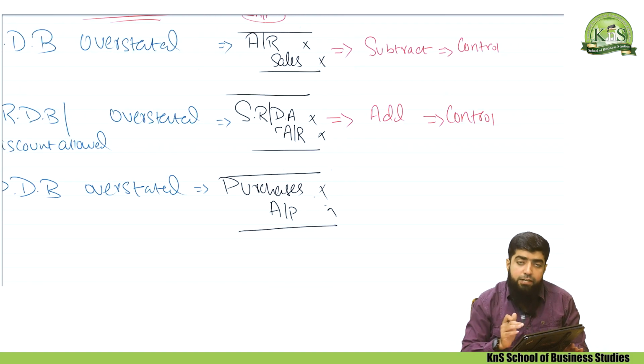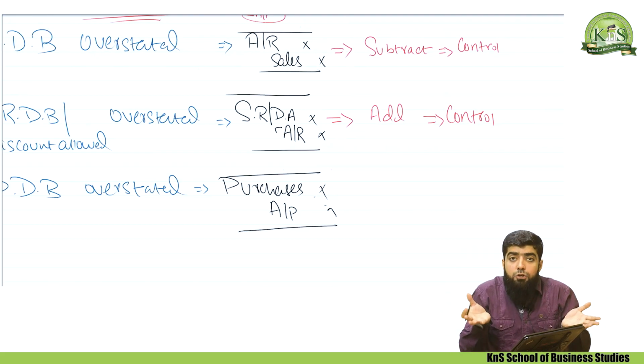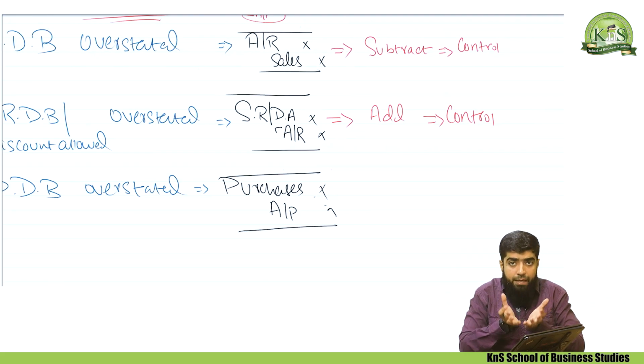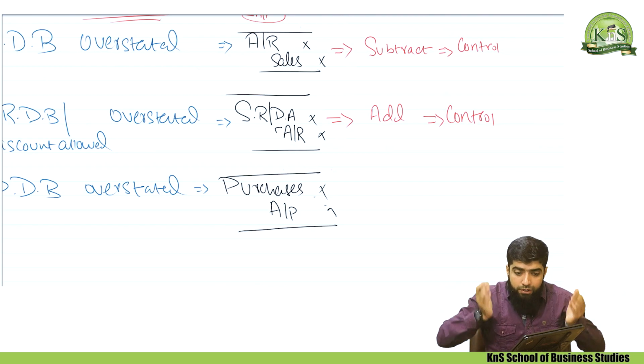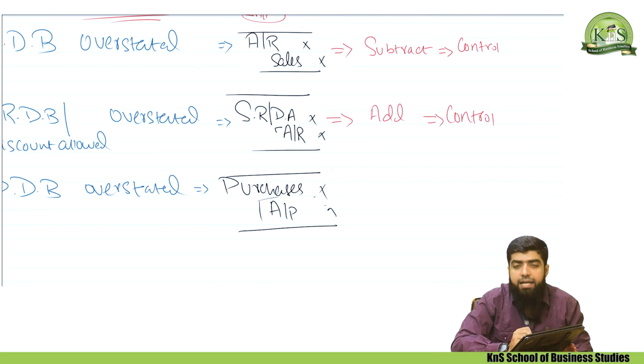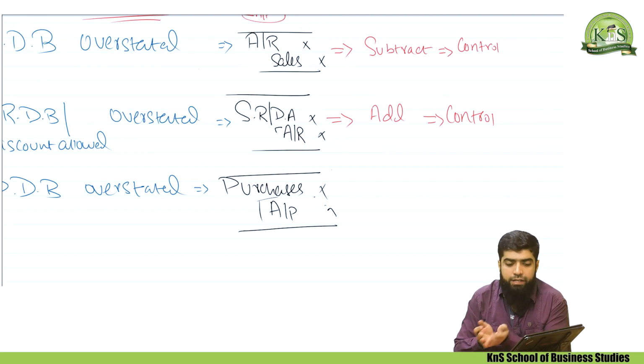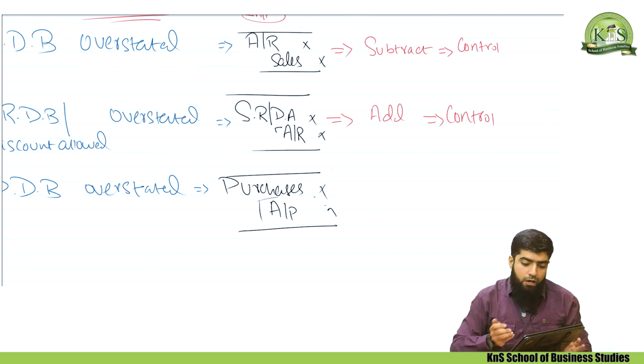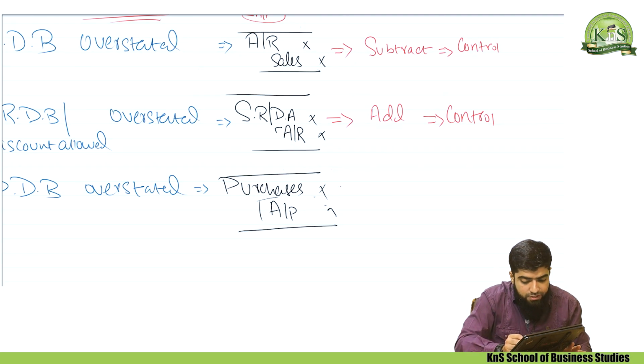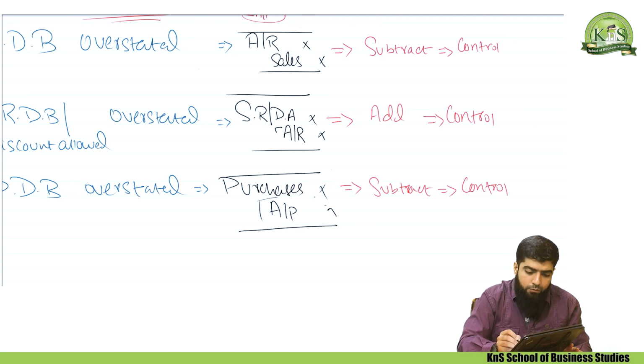And if you are saying that you have overstated that amount, which means you have recorded the payables with the higher amount. You have credited the payables with the higher amount. Accounts payable is a liability, and liability increase is credit, which means if you have credited the accounts payable with the higher amount, now definitely in order to adjust this error, you need to subtract. And this adjustment will also be made in the control account. So the same treatment for the purchase daybook.